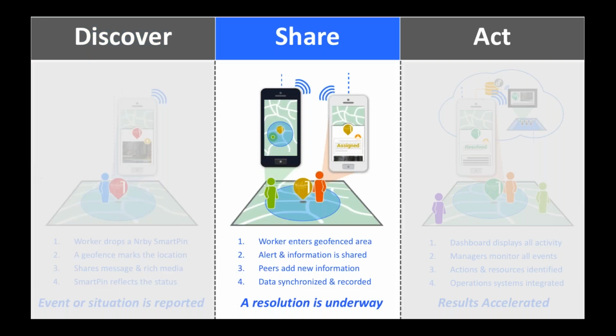Now, the next thing that takes place in mobile collaboration is sharing that information with peers. This is part of peer empowerment. So let's pretend another coworker enters that geofenced area that's been established. That person instantly gets an alert. So they're warned about the danger, and they also have instant access with one touch to information about that danger.